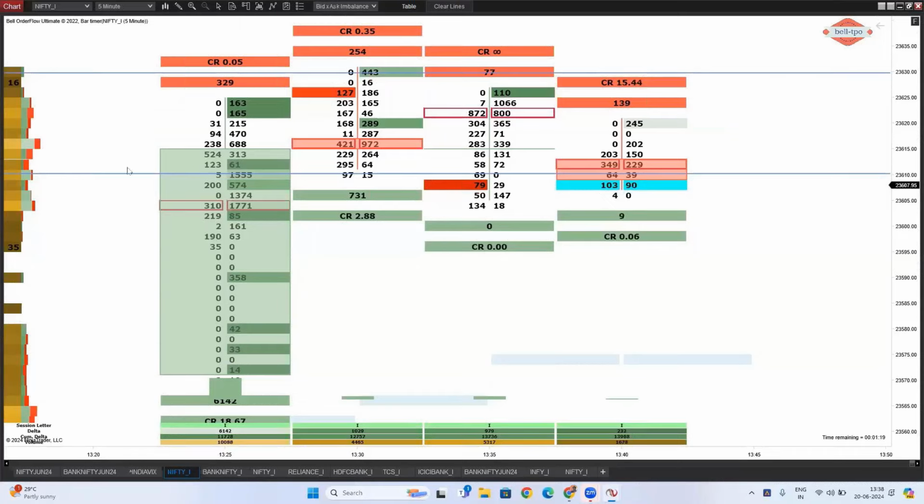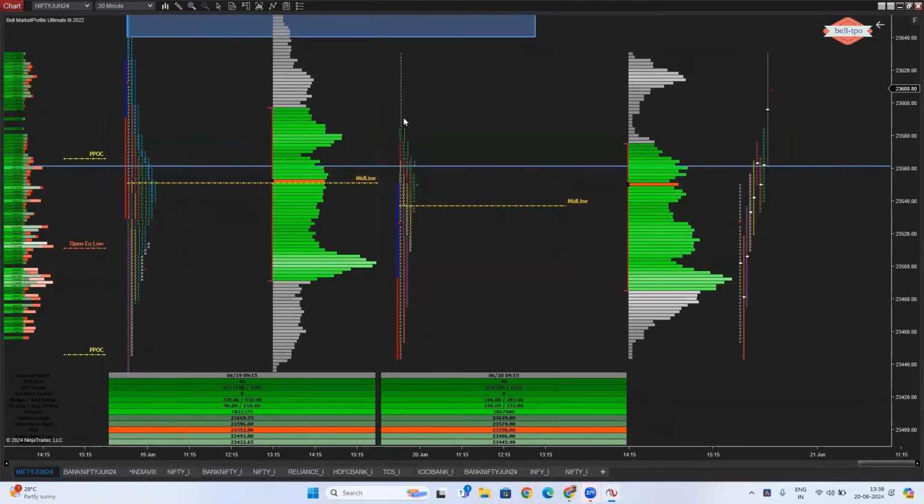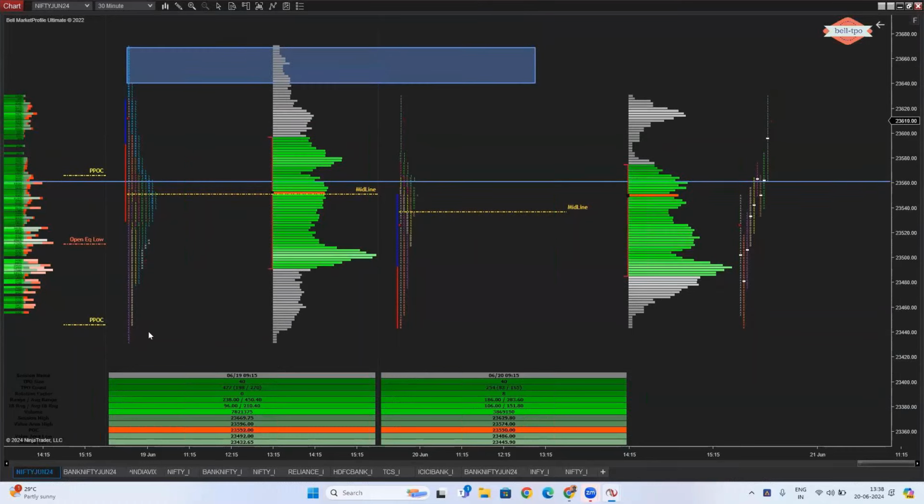So first thing is, there are two immediate observations. One is the I period single prints, second was the point of control, and third one is the day low test. Not exactly day low test, maybe yesterday's low test. That's the best of the best case scenario.